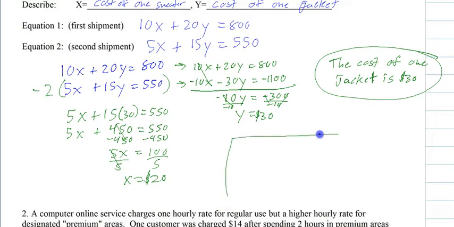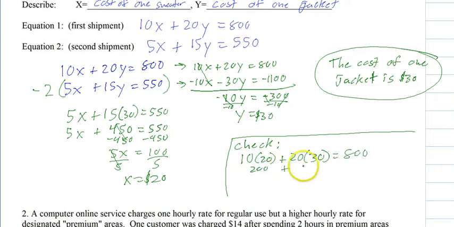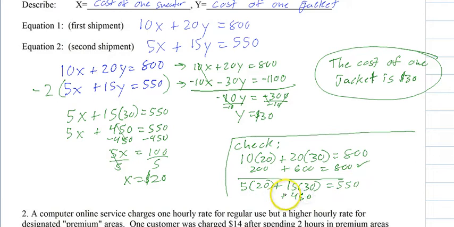Are we done? No, we still need to make sure it fits with all the info that's been given in the problem. So we know that we had 10 sweaters at $20 each, plus 20 jackets at $30 each, and that has to equal $800. So let's find out if it did. That's 200 plus 600, which is, you guessed it, 800. So we're good. Let's check our second shipment. It's 5 at $20 plus 15 at $30, so that has to be 550. So we know that's 450. That's 100, which gives us 550, a check.